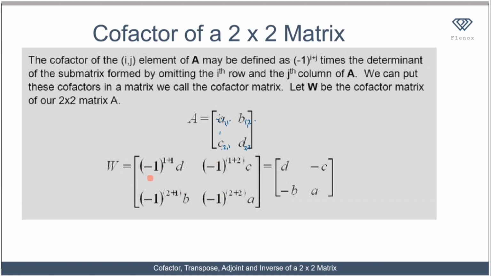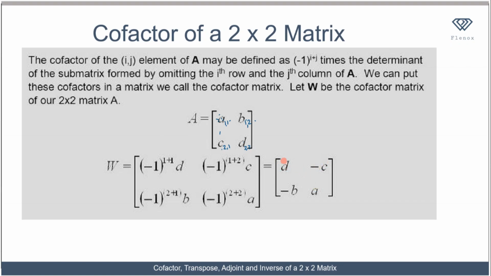-1 to the power of 2 is 1, so you have D. -1 to the power of 3 is -1, so you have minus C here, and -1 to the power of 3 again gives minus B here, and -1 to the power of 4 times A gives A here. So as you can see, when you have a matrix A, B, C, D, the cofactor is given as D, minus C, minus B, A.